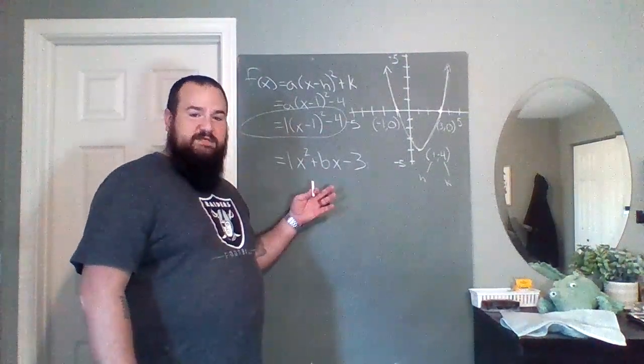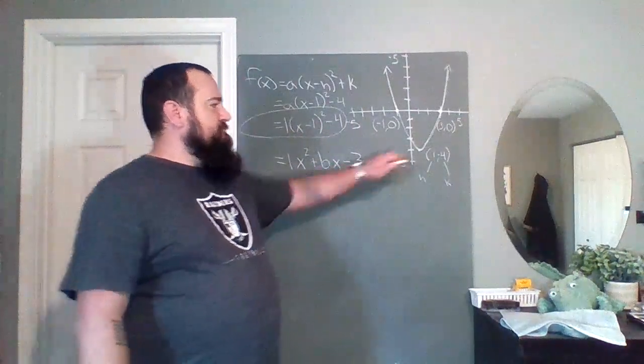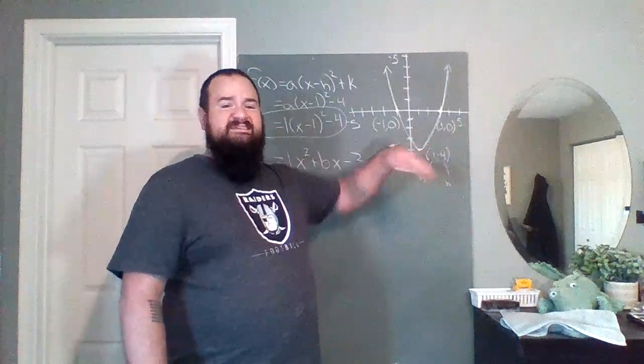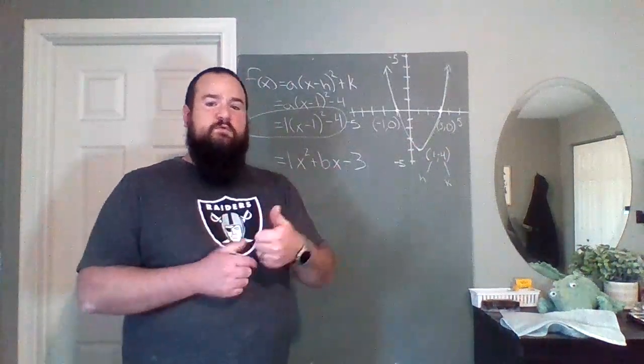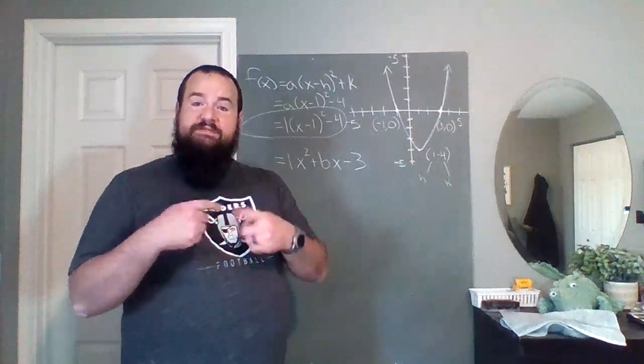We did the exact same thing we did with our vertex form to find a. And to find b, I'm just going to plug in this point here. This idea of getting an equation down to where you have one unknown value and then plugging in a point is something that we're going to see come up a lot this term.